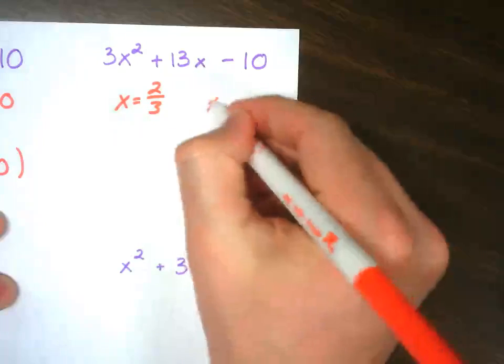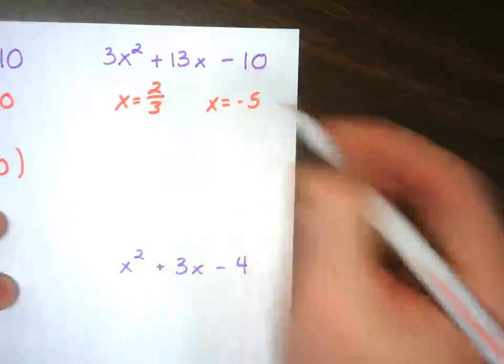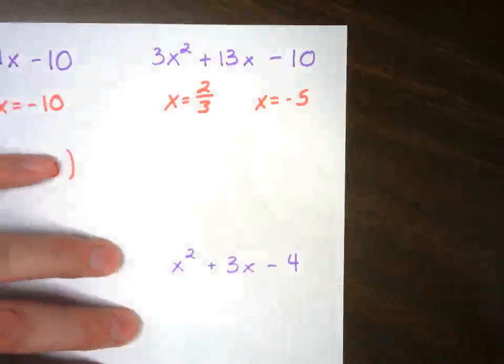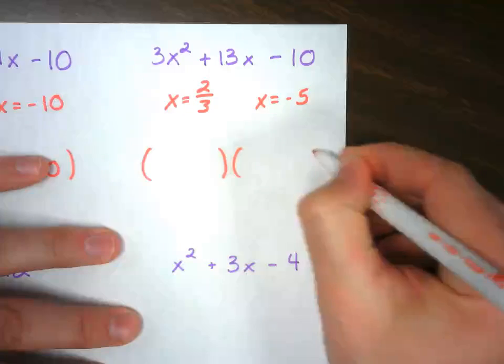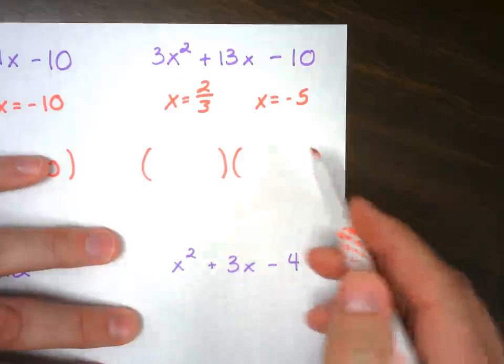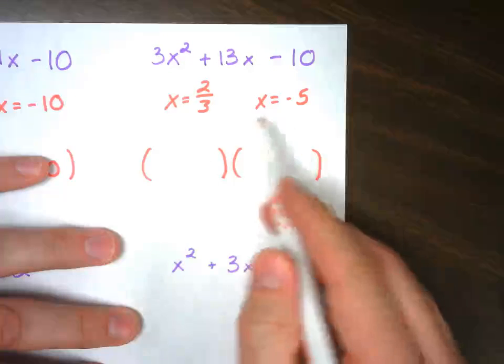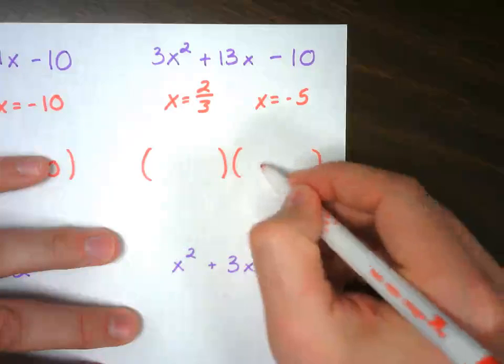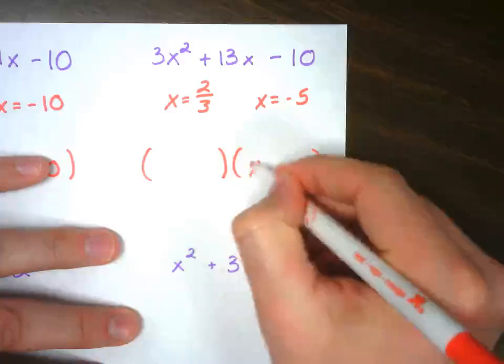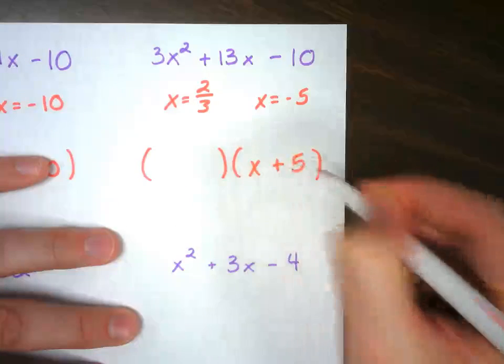So I'm going to go and write that down. X equals -5. Again, those are solutions, but we're looking for factors. So we're going to draw our parentheses here. Again, you can deal with either one you want to first, but I'm going to deal with this one first because it's the easiest. This is -5, so when I write it, it's going to be the opposite, which would be x plus 5.